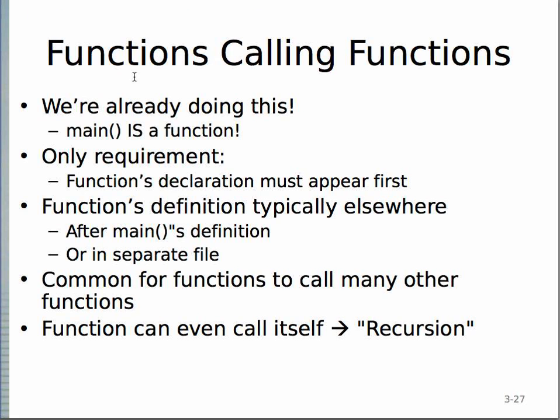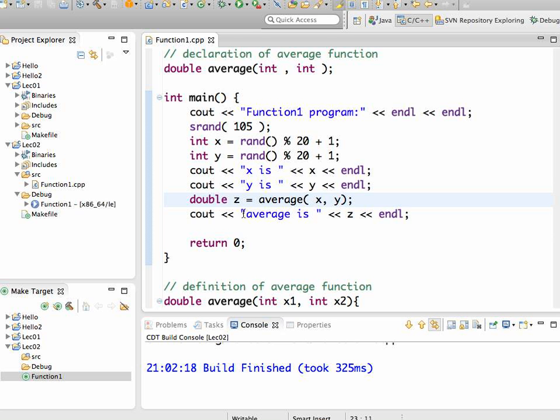So, can a function call another function? Sure. You did that in Java. You can do that here. And main, as we saw, can call the average function, can call the random or rand function. The only requirement is that before you call it, you have to have a declaration of the function. So for now, it's pretty simple. We did that already. We had to have this declared up here.